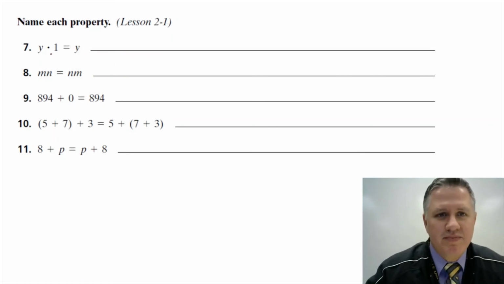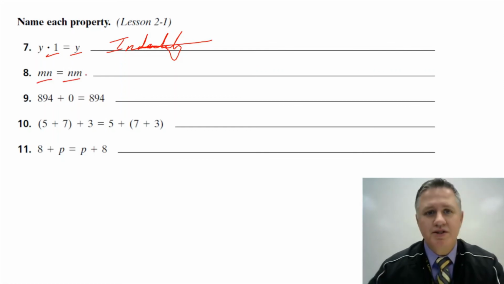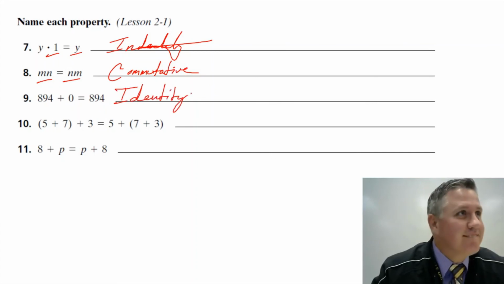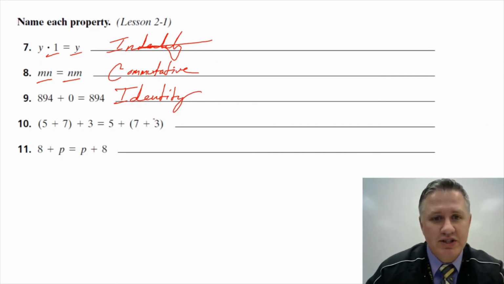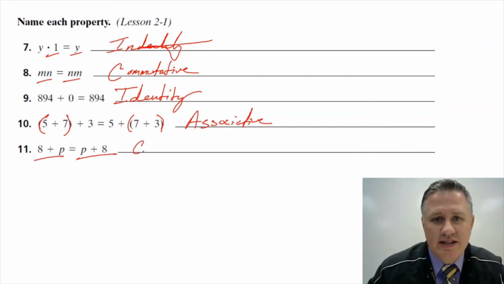And the last section was the properties. Okay, anytime you multiply by 1 and get itself, that is the identity property. Identity. Okay, next one. Anytime you switch the orders of the numbers, that is commutative. Okay, next one, anytime you add 0 and get the same thing, again, that's the identity again, just with addition. All right, and 5 plus 7 plus 3 equals 5 plus 7 plus 3. Notice the numbers didn't change, but the parentheses did where we're starting the problem, right? That is called the associative property. And the last one, changing the order of the numbers, that is commutative.